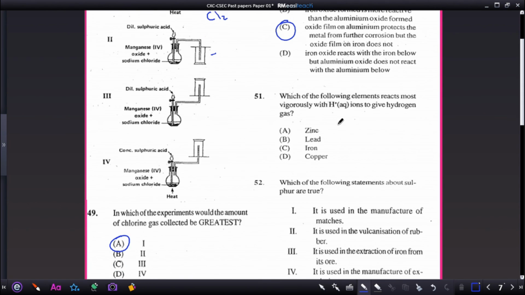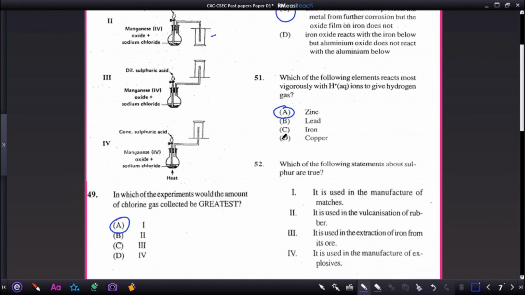51. Which of the following elements reacts most vigorously with H plus ions to give hydrogen gas? We know that is zinc, because zinc is above all of these in the electrochemical series.